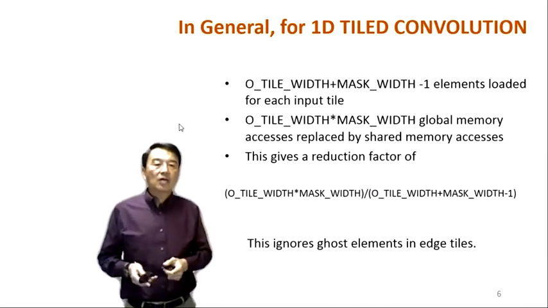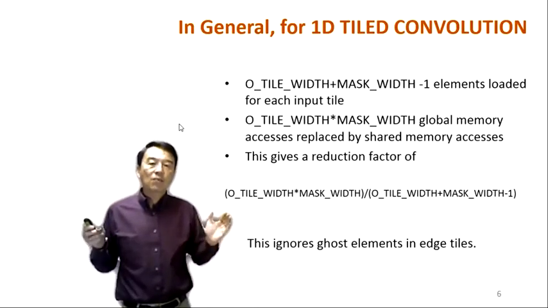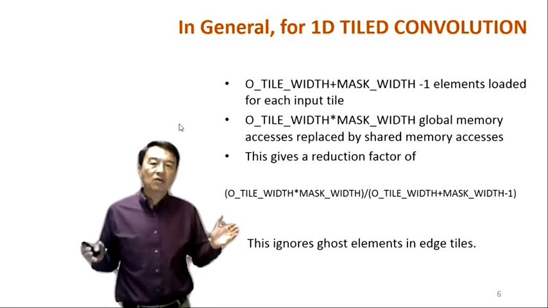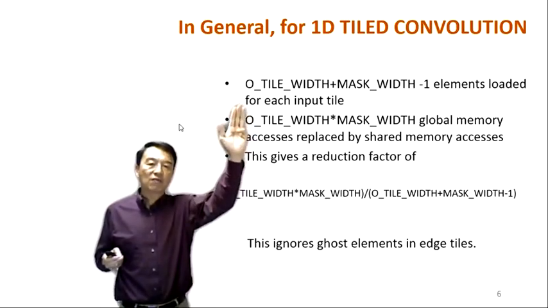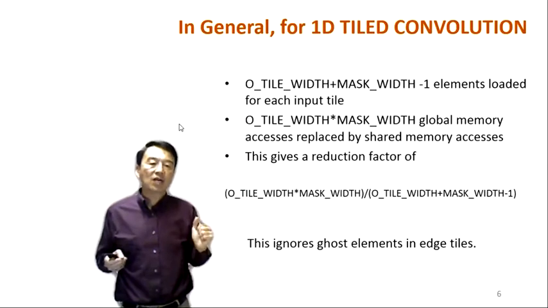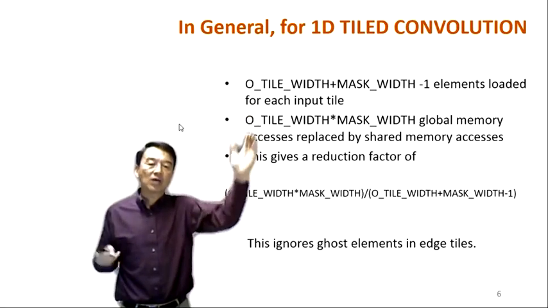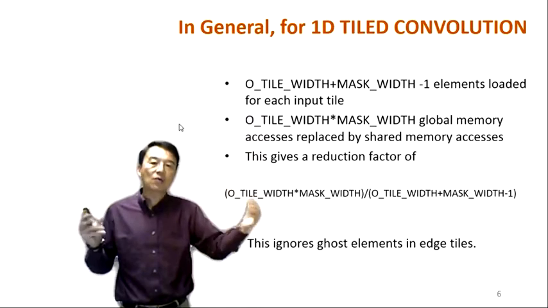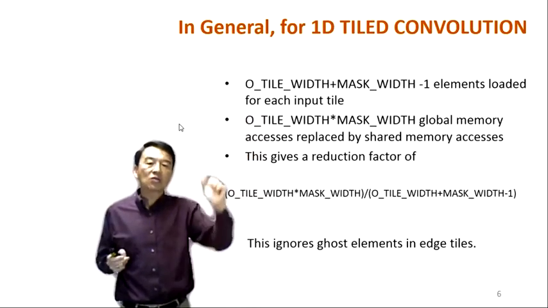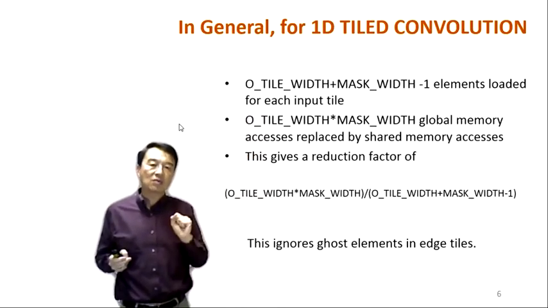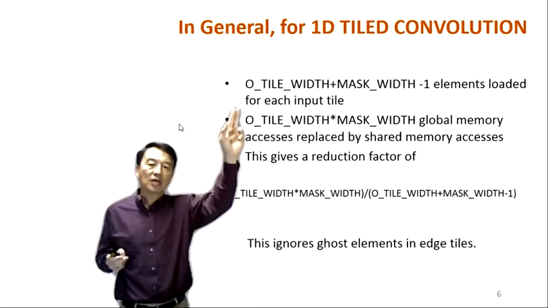In general, if we have an output tile width, in the previous example the output tile width is 8, and a mask width, in the previous example the mask width is 5, the general formula for calculating the total number of input elements loaded for an input tile is the output tile width plus the mask width minus 1. That's really just the input tile width. And this gives us the total number of global memory accesses required for an arbitrary input tile.